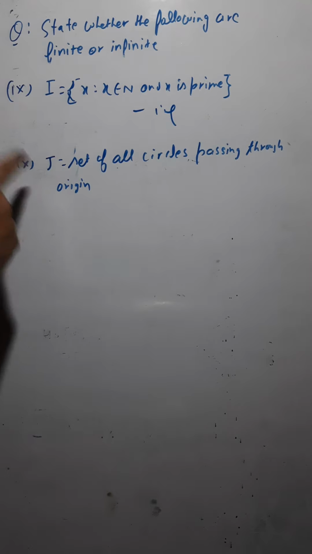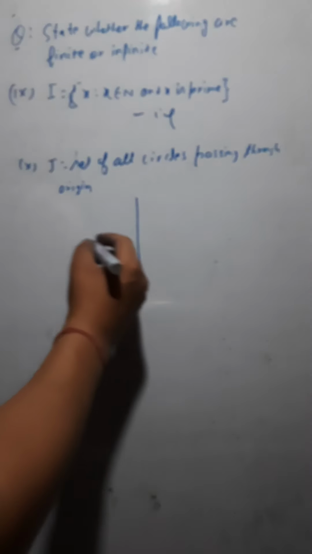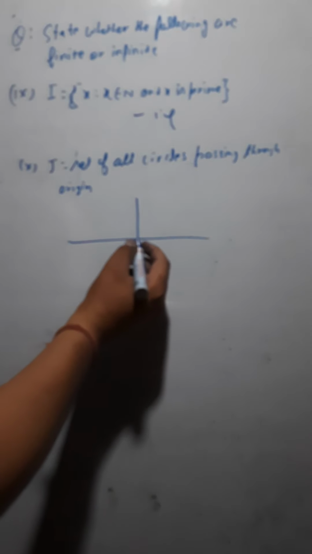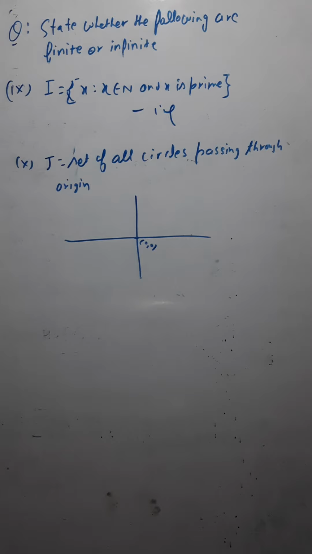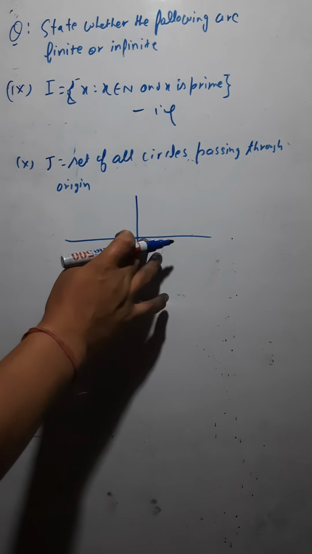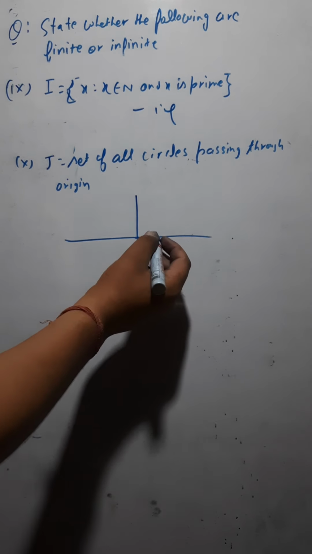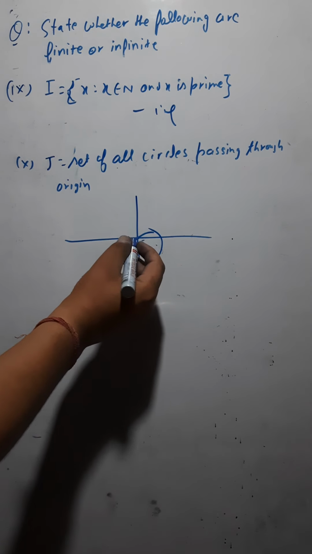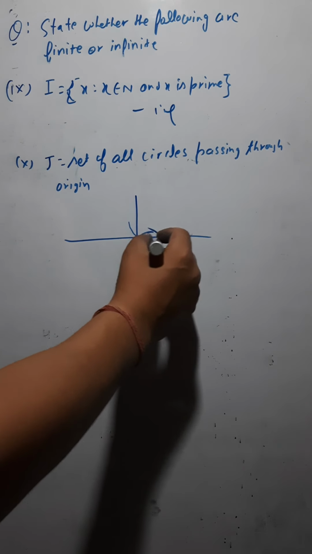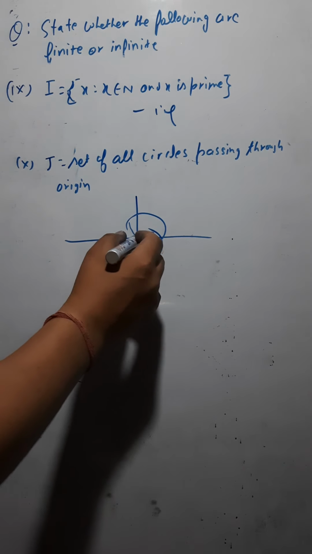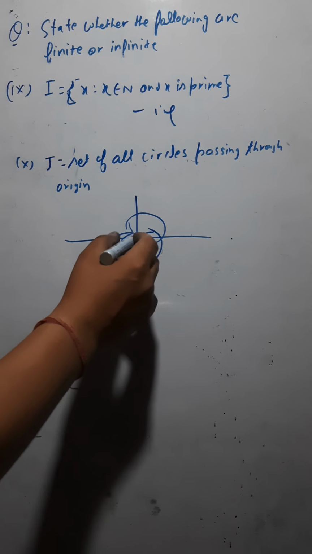Next one, you have a set J, and this is the set of all circles passing through the origin. This is the origin. This point is known as origin, and the coordinates of the origin are 0, 0. These are the coordinates of the origin. Okay. Now, how many circles would pass through this origin? Just imagine. The one circle is this. Okay. Another circle means many circles can be passed from the origin, isn't it? Are you getting? Small circle also, some bigger circle also.